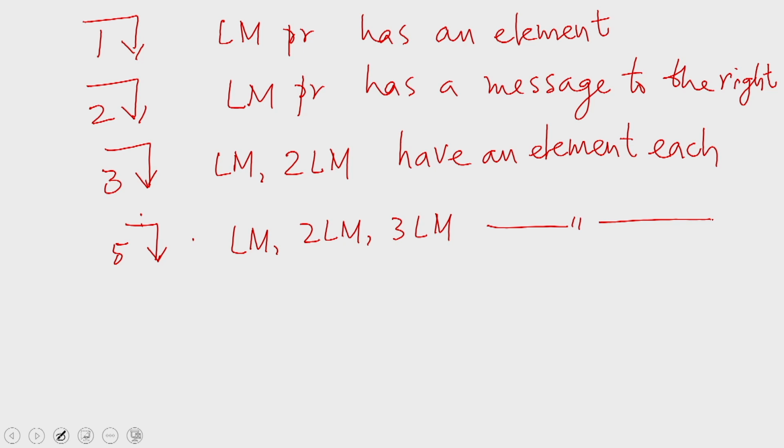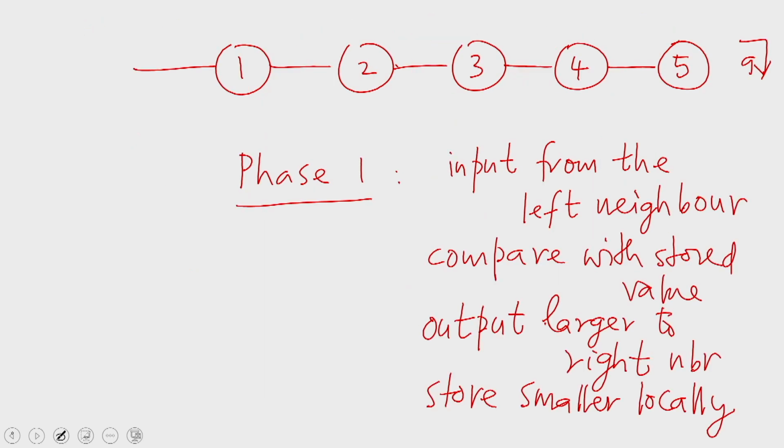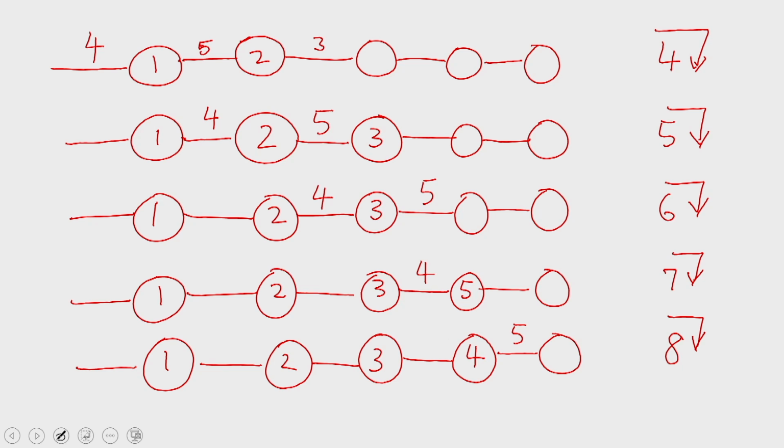And then at the end of the seventh step, the leftmost 4 processors will have elements, none of the others will have an element. So, continuing like this, by induction we can show that at the end of the 2n minus first step, the sequence is sorted. So, this algorithm takes 2n minus 1 steps to get the input sorted, but this is only the first phase of the algorithm when we put the elements in sorted order.